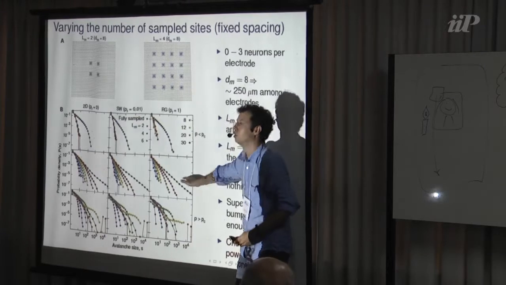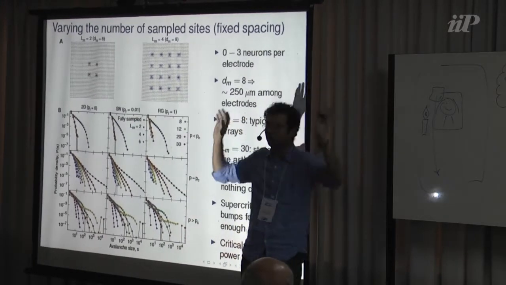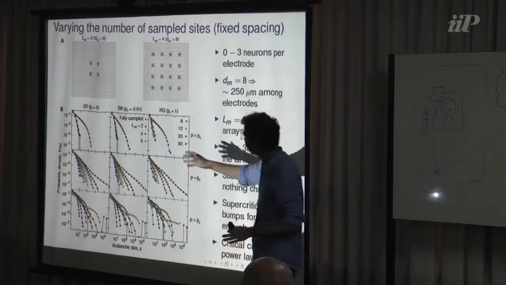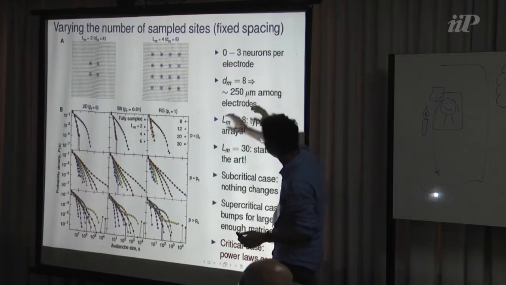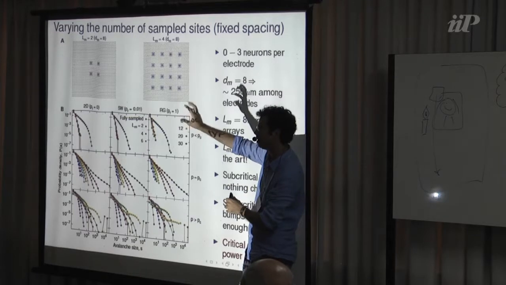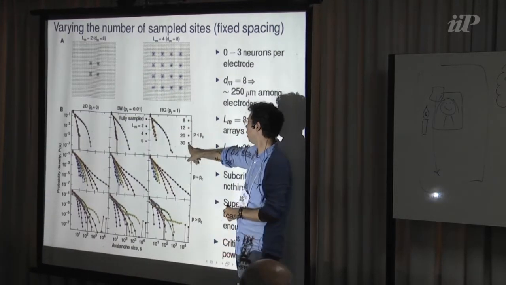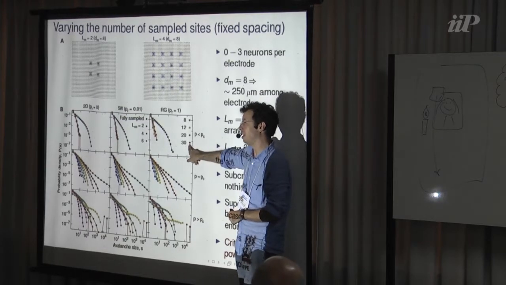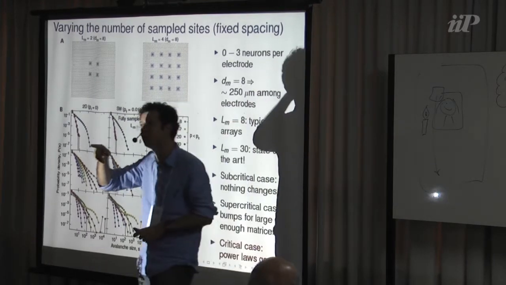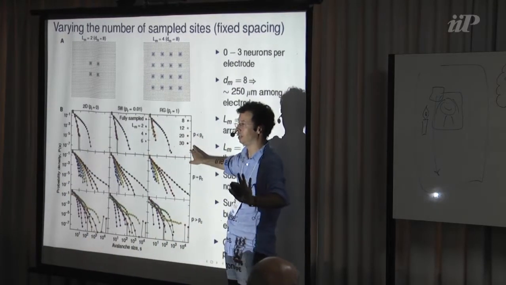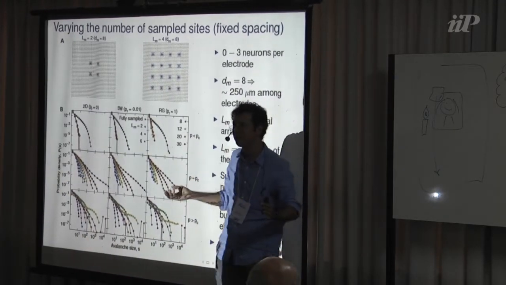Subcritical, critical, supercritical. So we're trying everywhere, right? And the different curves are different matrix sizes, right? Electrode matrices. So see, here, 30 by 30, that's 900. How much do you have, John? 500, right? So this is like state of the art. We don't have that. But we tried, in the computer I can do it, right?